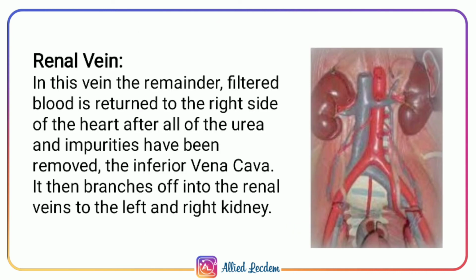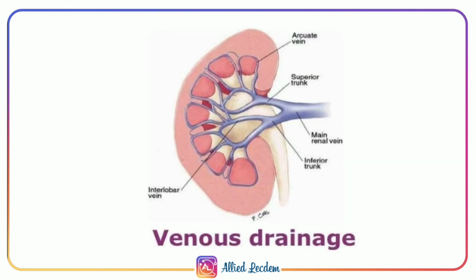Renal vein. In renal vein, the remaining filtered blood is returned to the right side of the heart after all the urea and impurities have been removed. The inferior vena cava then receives the renal veins from the left and right kidney. We see the venous supply through interlobular vein, arcuate vein, interlobar vein, renal vein and inferior vena cava.